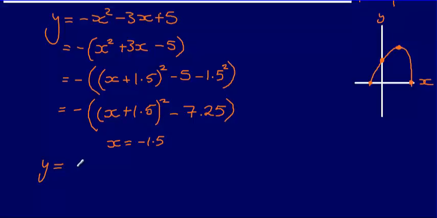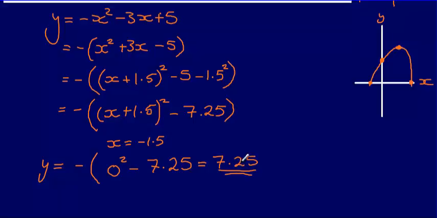So this is going to be minus 0 squared minus 7.25. And so that is going to give me a y value of 7.25. So I've got my turning point: x equals minus 1.5 and y equals 7.25.